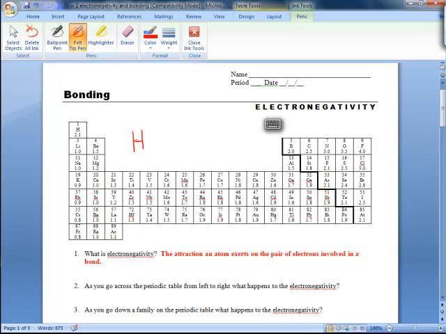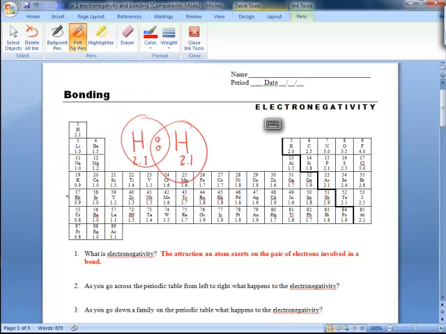So if you have hydrogen and hydrogen sharing electrons in a bond, because they have the same electronegativity, 2.1, this hydrogen will be attracted to the pair of electrons with the same force that this hydrogen is attracted to the pair of electrons. That's electronegativity.